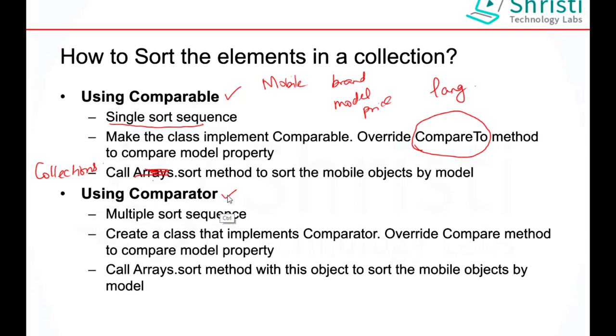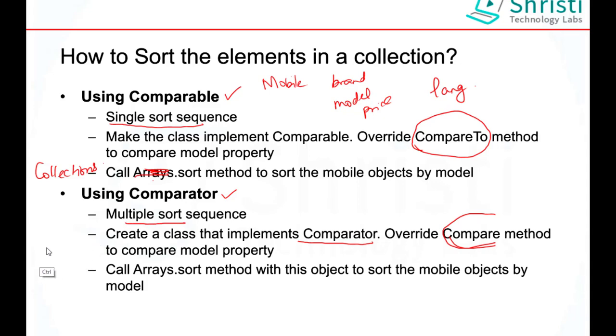Next, coming to Comparator. In case of Comparator, create a class that implements Comparator. You need to override the compare method and again identify the property with which you want to sort the elements, sorting the Mobile objects either by brand or model or price. In this case, you will get multiple sort sequences.